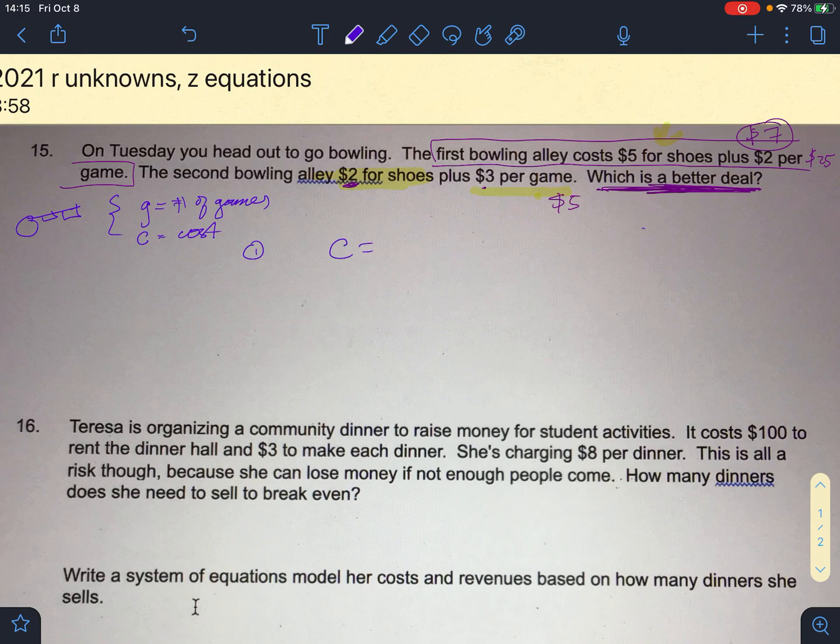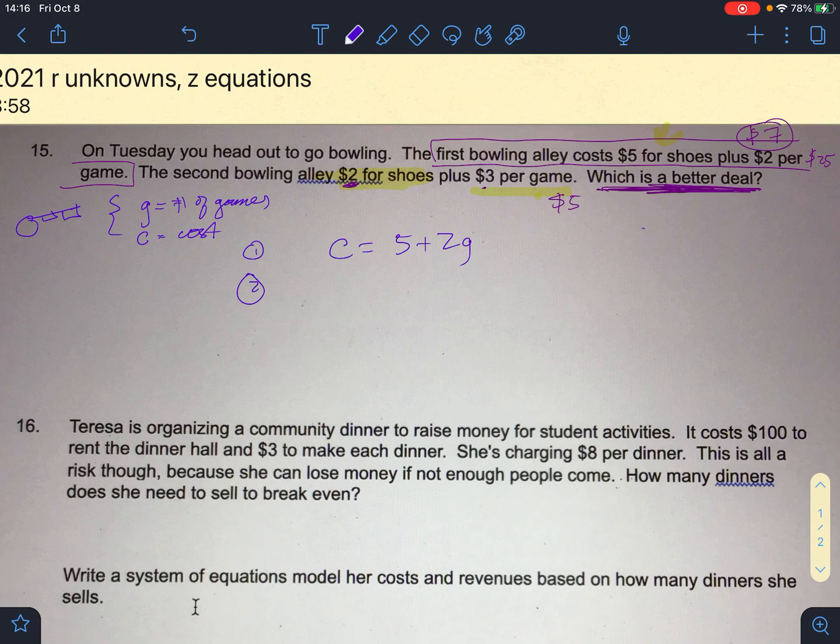Only one of those will keep going up. It's not the shoes, because we can rent the shoes all night long. It's the games, because I could play, let's say, 3, 4, 5 games. It all depends. It can vary. So the cost at bowling alley A will be 5 plus 2G. How is this equation working? If I play one game, I'm going to have $2. If I play 2 games, that's going to be $4. If I play 3 games, that's $6. 4 games, that's $8. And I, of course, have to add the cost of my shoes.